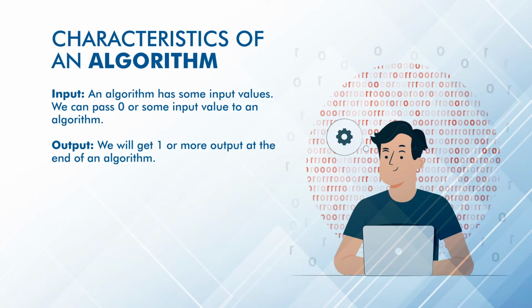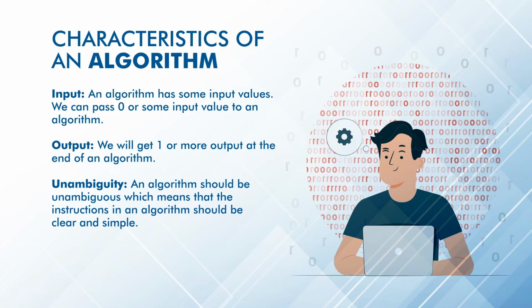Next is the output. We will get one or more outputs at the end of an algorithm. Unambiguity. An algorithm should be unambiguous, which means that the instructions in an algorithm should be clear and simple.